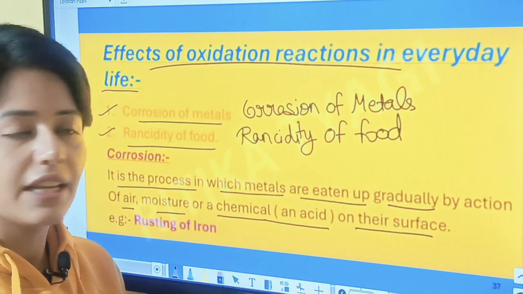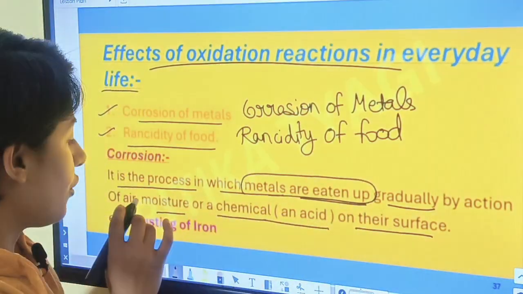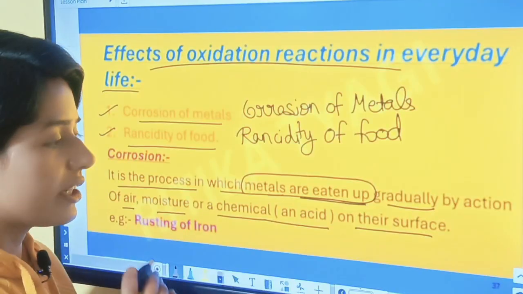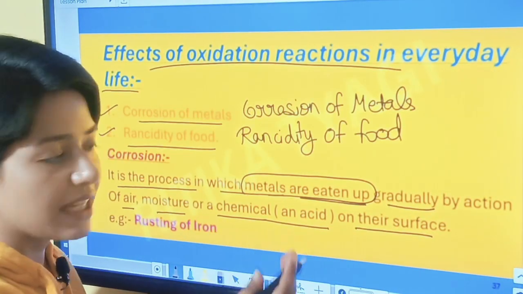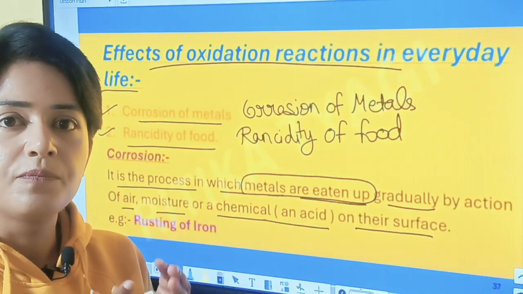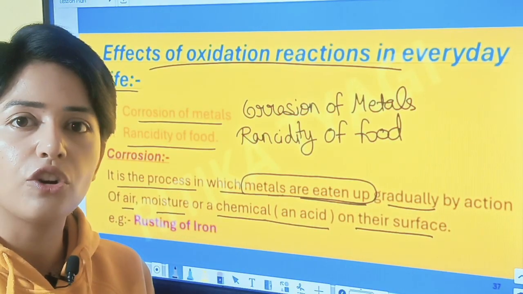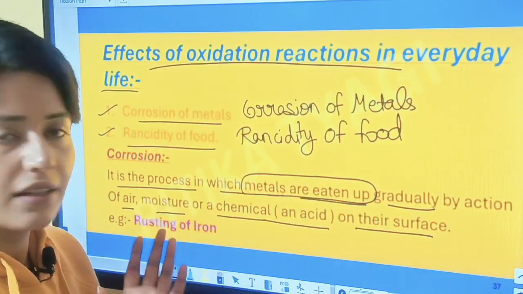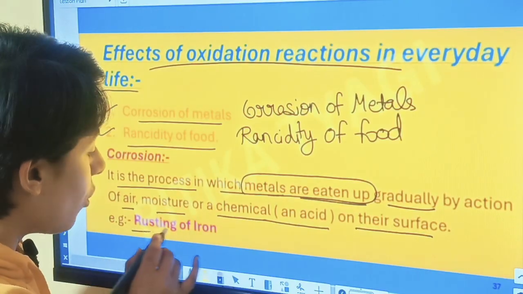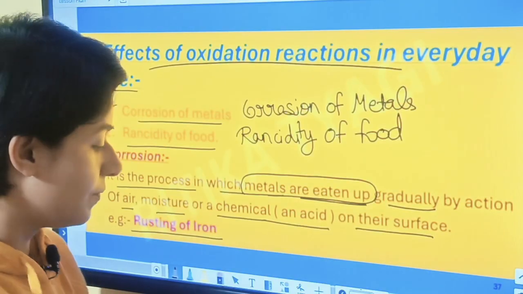So it is a process in which metal is slowly eaten up by the action of air or moisture, both conditions must be present, or a chemical that is acid. So we can say that metal gradually decreases or converts into some other form which cannot be got back. So it is corrosion. A common example of corrosion is rusting of iron, formation of rust.